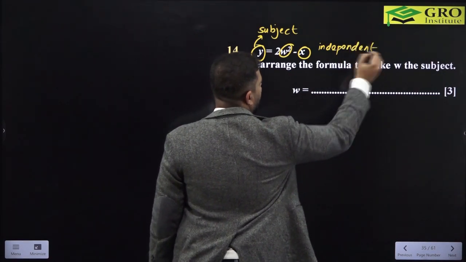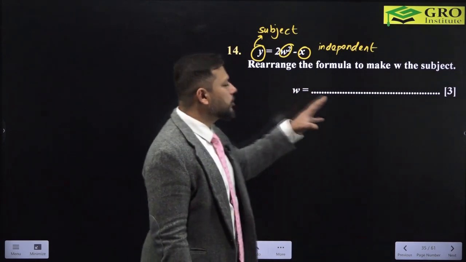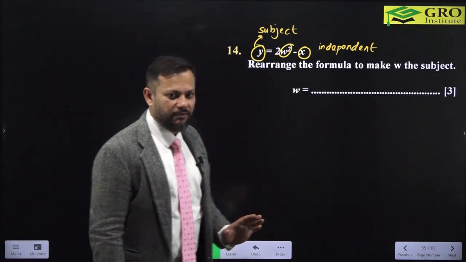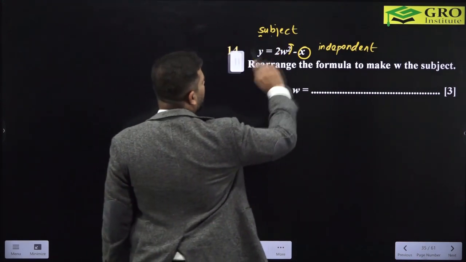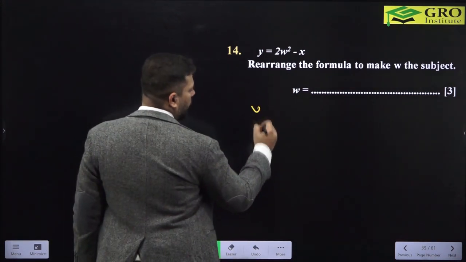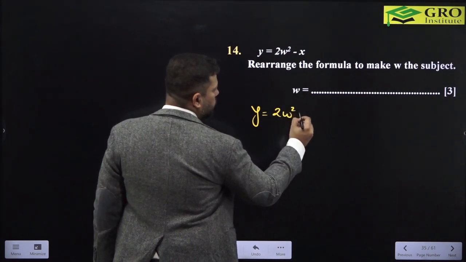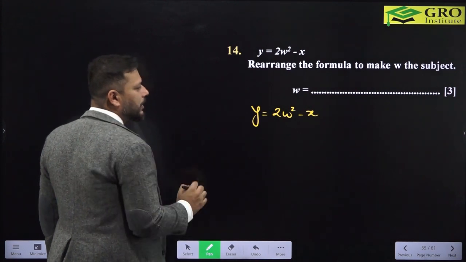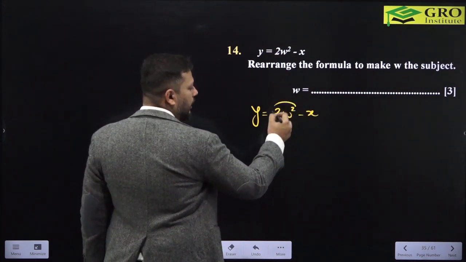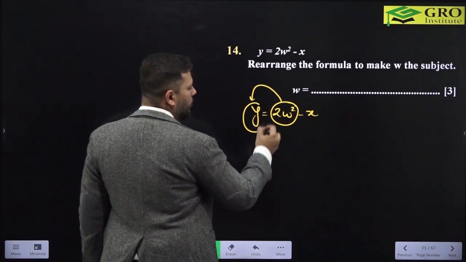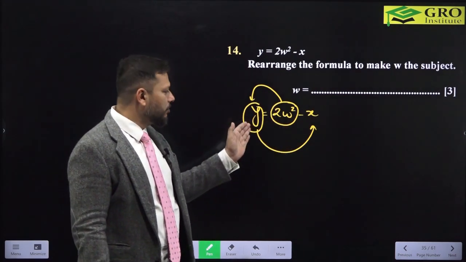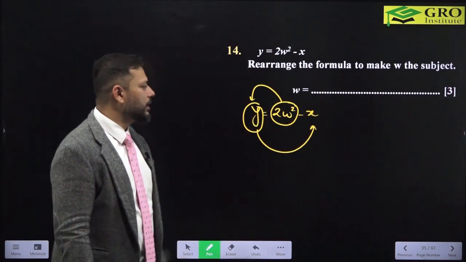But we are being told that we need to find a way to rearrange this formula wherein w becomes the subject while y and x become the independent variables. Let us simply do that. It's quite easy. We will be transposing a few terms from one side to the other, taking care of the signs. So let us first write down y is equal to 2w square minus x. As I want w to be the subject, better would be that I transpose this 2w square to the left hand side and bring this y to the right hand side, as I want w to be the new subject.